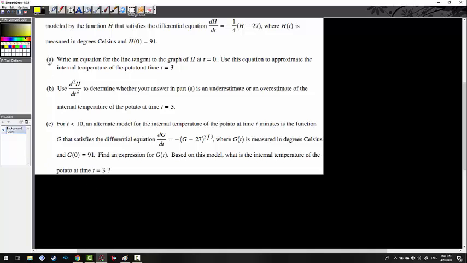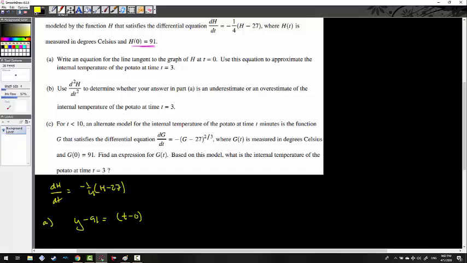We're going to do some other things, but we will take care of that first. Before I move forward, I'm just going to write down what dh/dt is, and that's negative 1/4 times (h minus 27). Since I'm going to write the equation of the line at t equals 0, the point (0, 91) is going to play a critical role in part A. So in A, I can start with y minus 91 is equal to some slope times (t minus 0). And it looks like we're missing a slope.